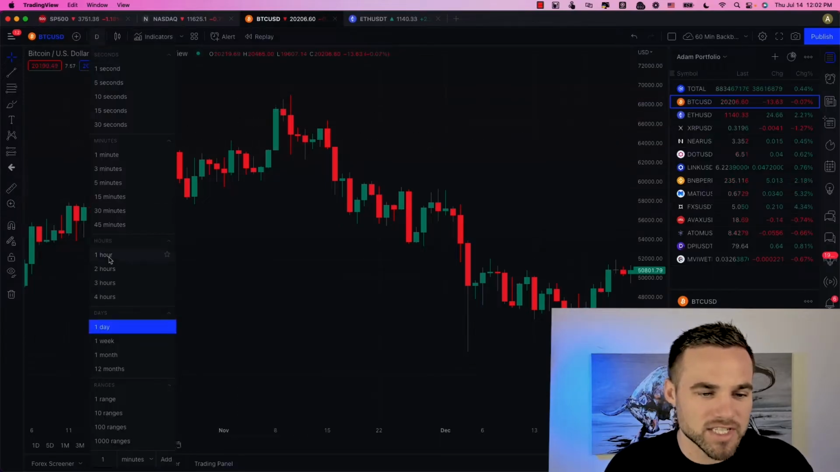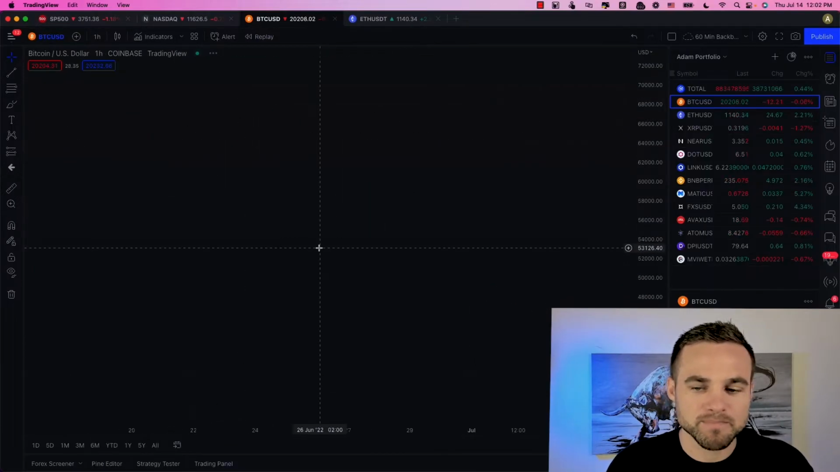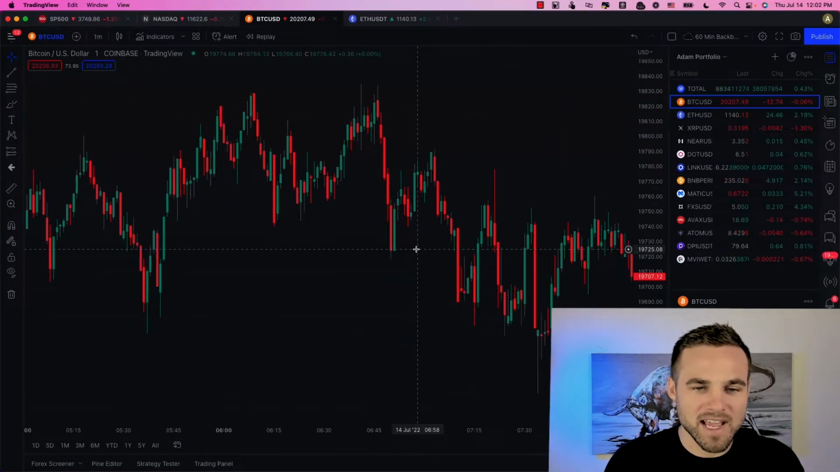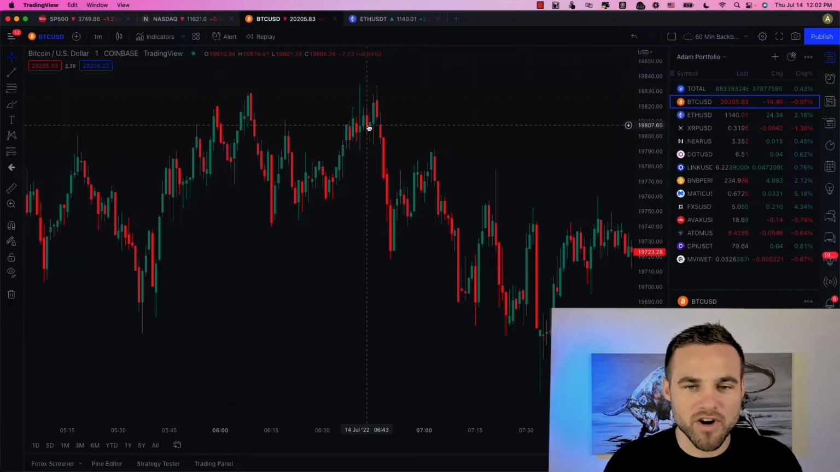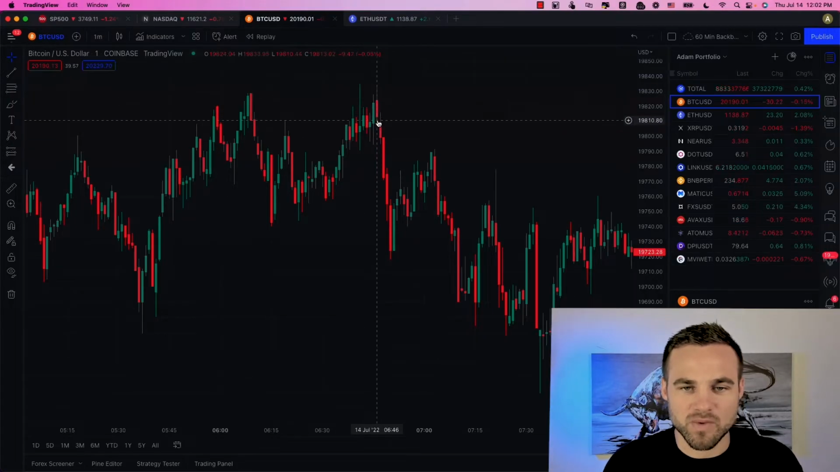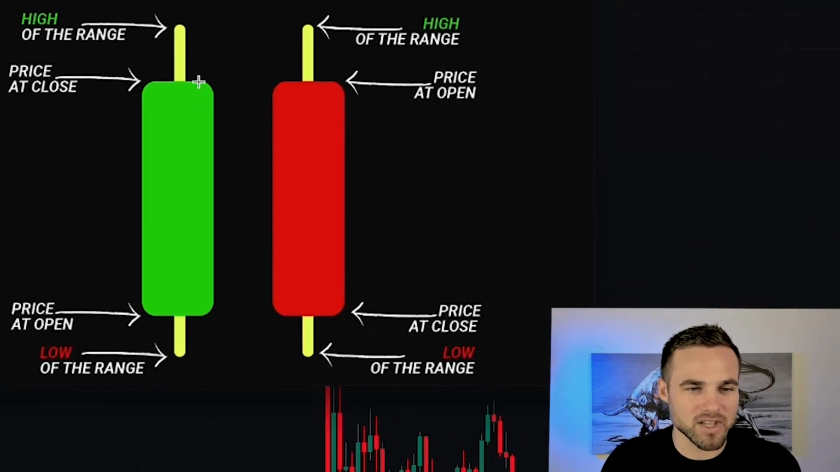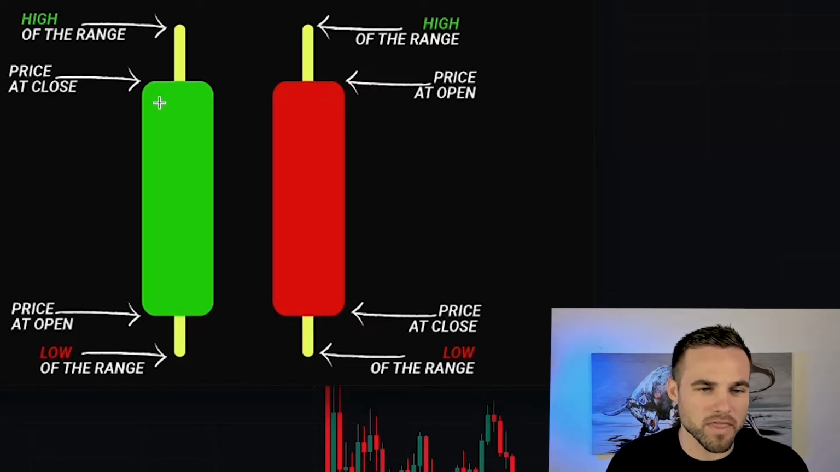If I were to change this down here to the 1 hour time frame, now each one of these candlesticks represents 1 hour. And I can even change this down to the 1 minute time frame, where now each one of these candlesticks represents 1 minute. So to better understand candlesticks, let's actually take a look at this. Candlesticks are made up of this green or this red portion here, which is called the body.